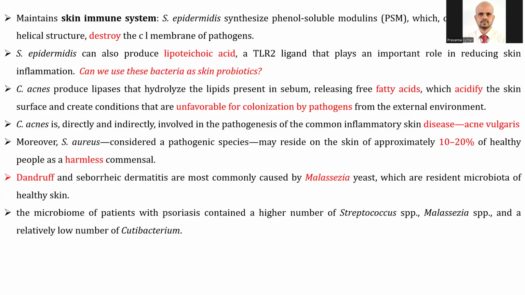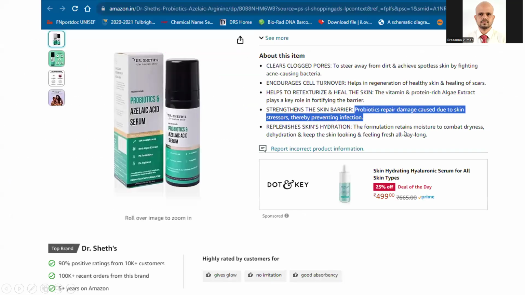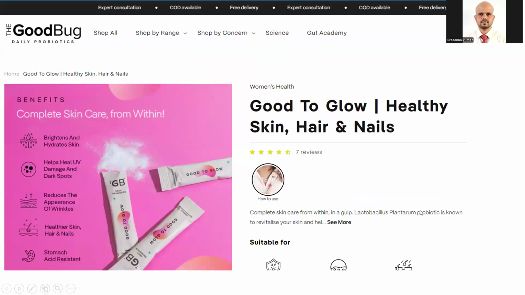So immediately an idea strikes. Why can't we make a skin probiotic like we have a gut probiotic, since bacteria are playing a vital role in maintaining the health of the skin? Instead of searching research articles, I just went to e-commerce platforms to see if there are any such products available. Yes, there are many products available that clearly use bacteria like Lactobacillus plantarum to maintain the skin.